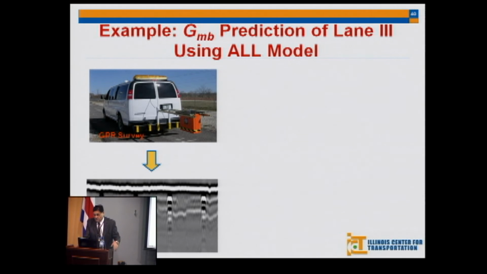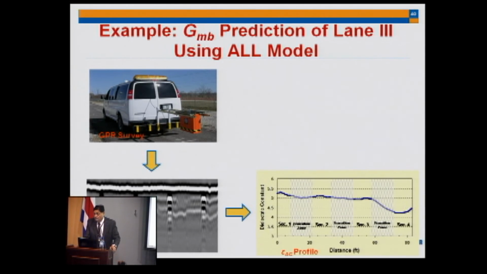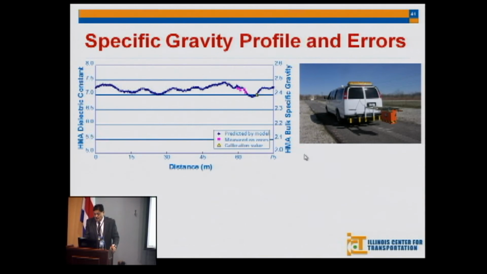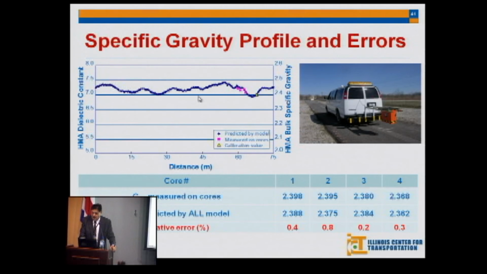We collected data. You can see here the copper plates. We get a profile of the dielectric constant. We calculated the dielectric constant of the stone to be 6.1, and from that we came up now with the bulk specific gravity for the whole sections. So now I know the density for all my sections. You can see here on this line, this is the calibrated value, and these are measured values, and they are all on the line. So that will tell you that this worked really well. The error we found is like 0.4%, 0.8%, 0.2%. It really worked very, very well.